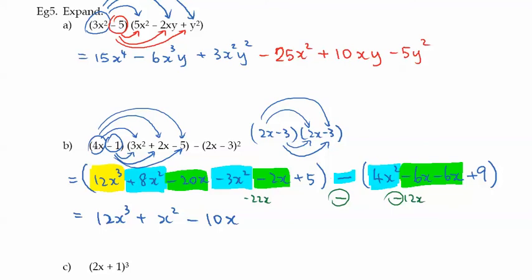And finally, plus 5 minus plus 9. Plus and minus combined together give us a minus. So that turns into 5 minus 9, minus 4. And that will give us a polynomial, a third degree polynomial.